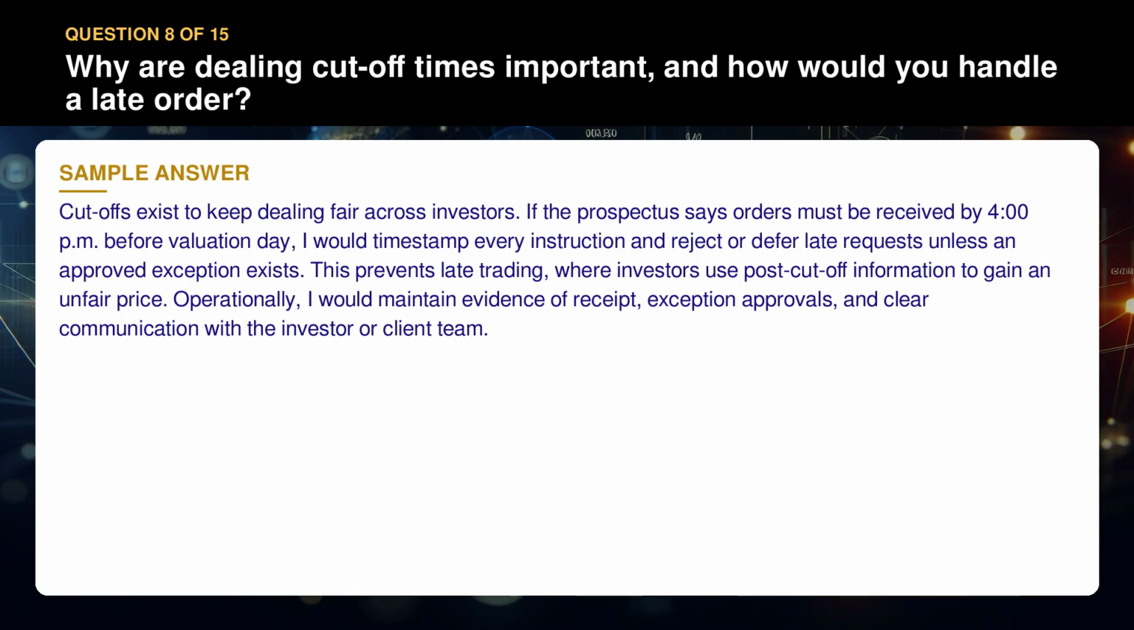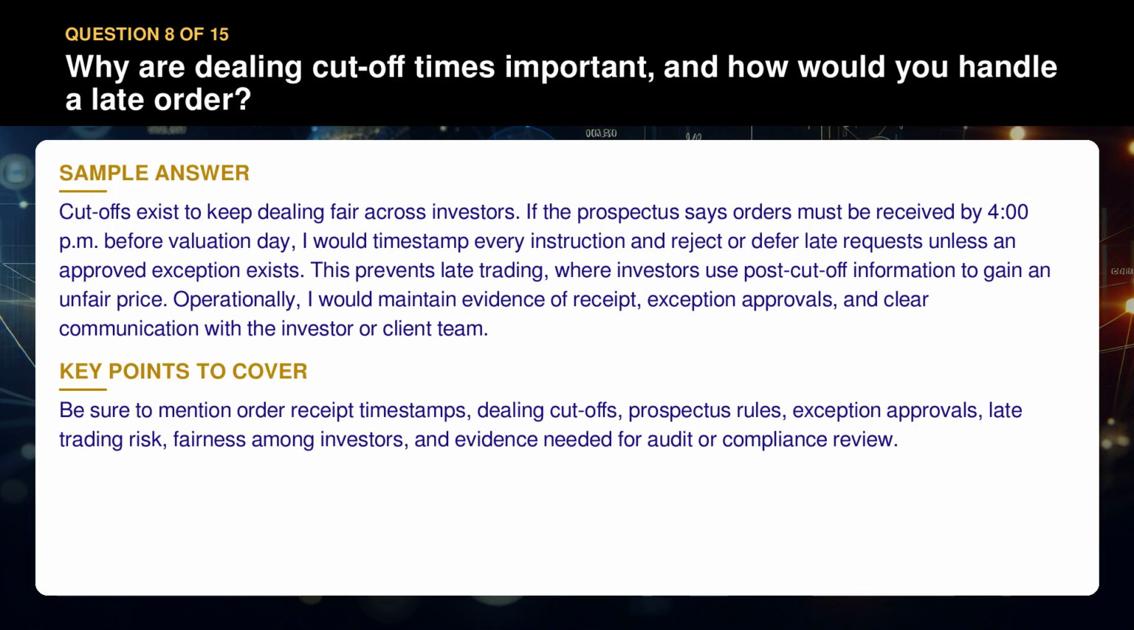This prevents late trading, where investors use post-cutoff information to gain an unfair price. Operationally, I would maintain evidence of receipt, exception approvals, and clear communication with the investor or client team. Be sure to mention order receipt timestamps, dealing cutoffs, prospectus rules, exception approvals, late trading risk, fairness among investors, and evidence needed for audit or compliance review.